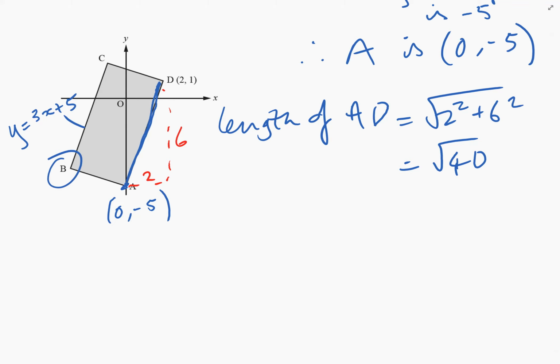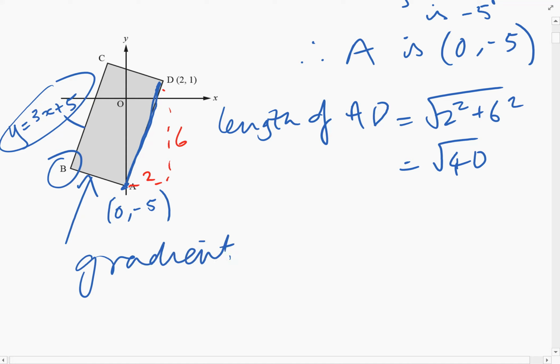To find the value of B, we're going to need to find the equation of the line AB. We already know the equation of BC. So if we can find where the line BC meets the line AB, then we'll know what the coordinates of B are, and we can find the distance AB. So let's do that then. In order to find the equation of AB, we need to find the gradient of AB. Well, it's going to be perpendicular. This is going to be a right angle here. So it's going to be perpendicular to y equals 3x plus 5. So the gradient of AB is going to be minus 1/3. It's perpendicular to BC.